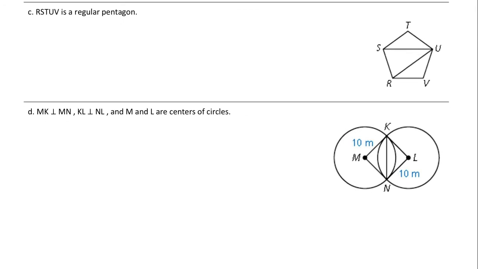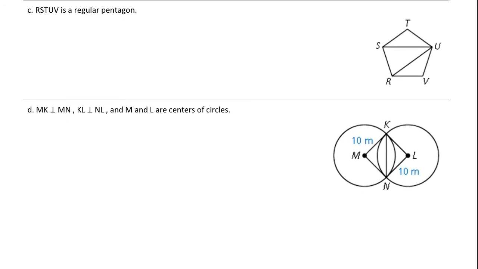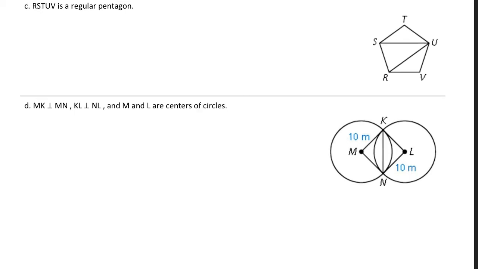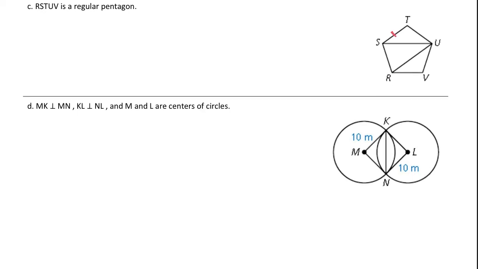For part C, RSTUV is a regular pentagon. So that means it has 5 congruent sides, okay? And the other thing that we can say is that it has 5 congruent angles, right? So that means that this angle and this angle are congruent. Sorry, I missed a side, okay?